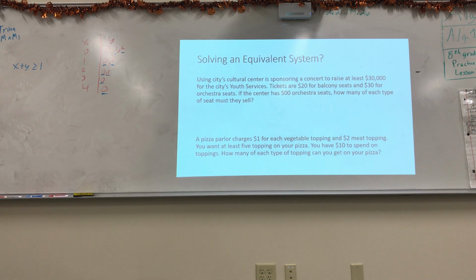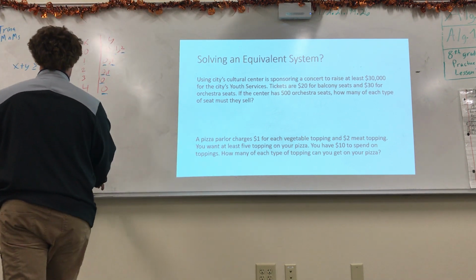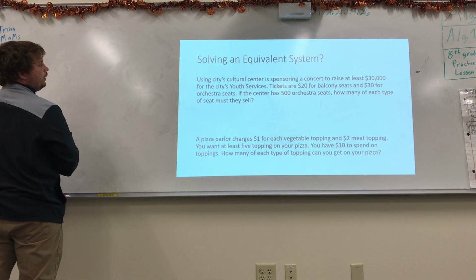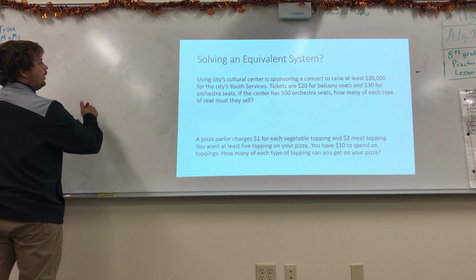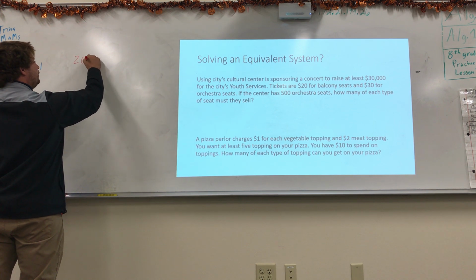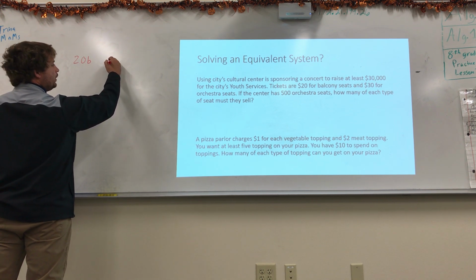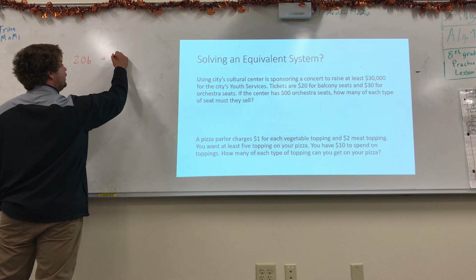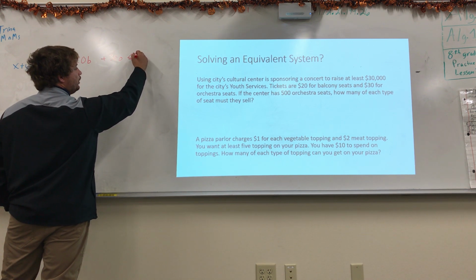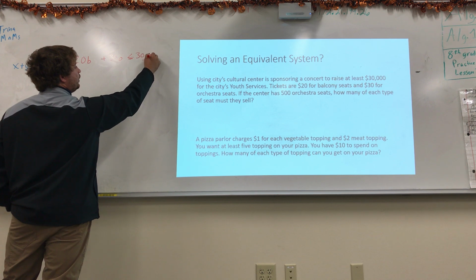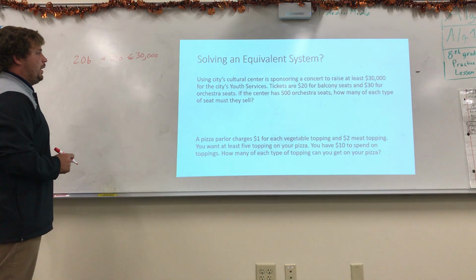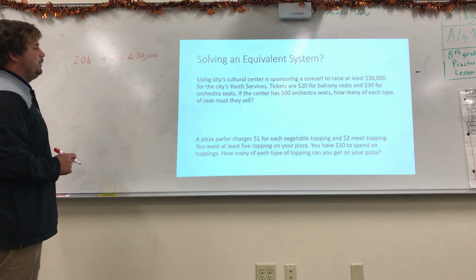So, the only thing that I don't like about how this is worded is the fact that you got one equation over here that you're going to have 20 times B, because that's going to be my balcony ones, plus 30 times O is less than or equal to $30,000. Okay? The tickets, okay, if the center has 500 orchestra seats, how many of each seat do they sell?